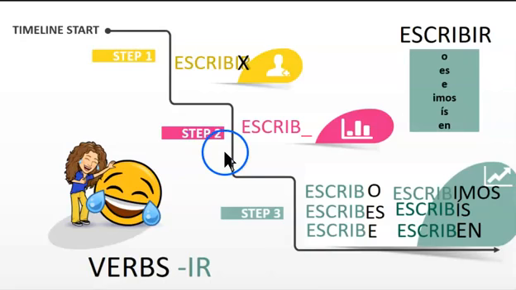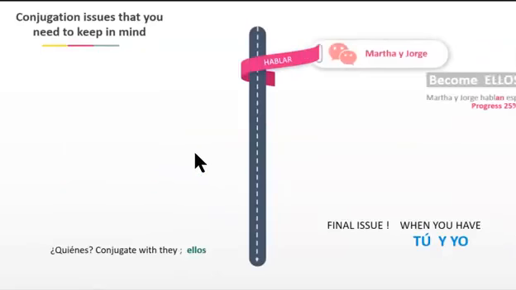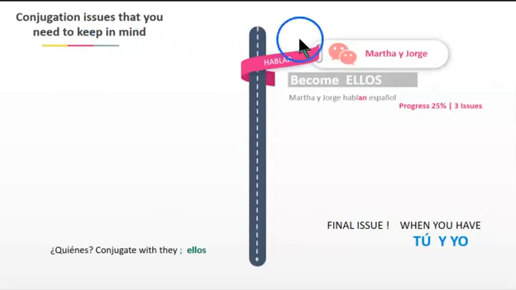But each rule has an exception, and we need to face some issues when we conjugate. So when we have Marta y Jorge, when we have one female and one male, that becomes ellos. Marta y Jorge hablan español. Now, if we have two females, it would be ellas. So we're going to have Marta y Victoria hablan español.